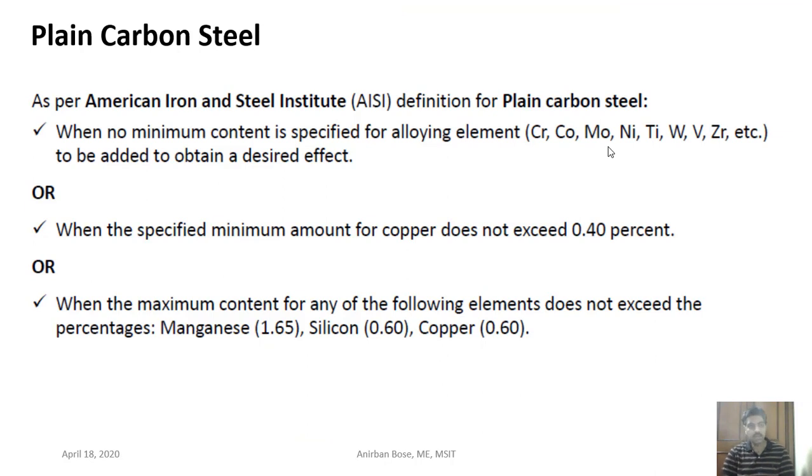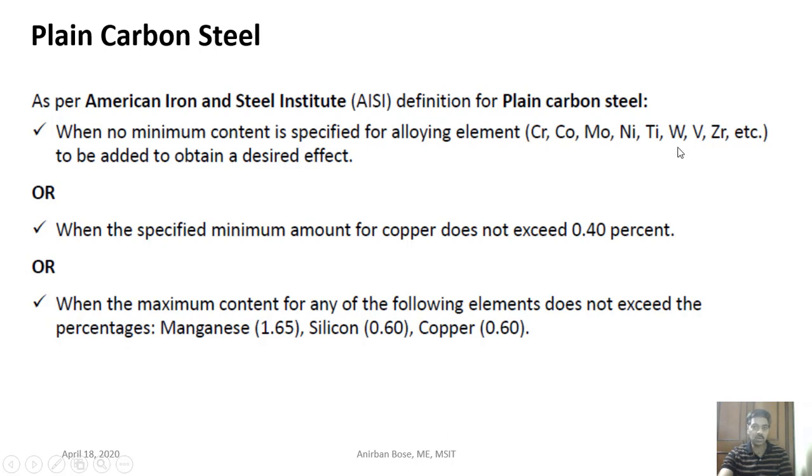After getting an idea about the production of steel, let's see the different kinds of steel one by one. So first start with the plain carbon steel. According to the definition of American Iron and Steel Institute, when there is no minimum content specified for alloying element, that means other alloying element can be even 0%. So plain carbon steel is basically, you just remember, iron and carbon only.